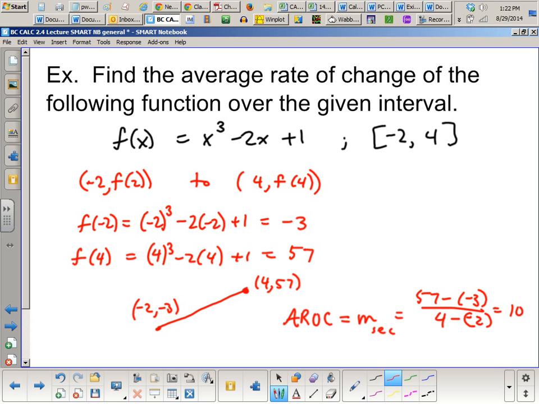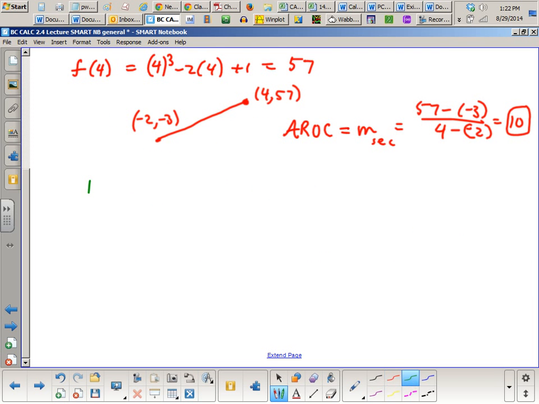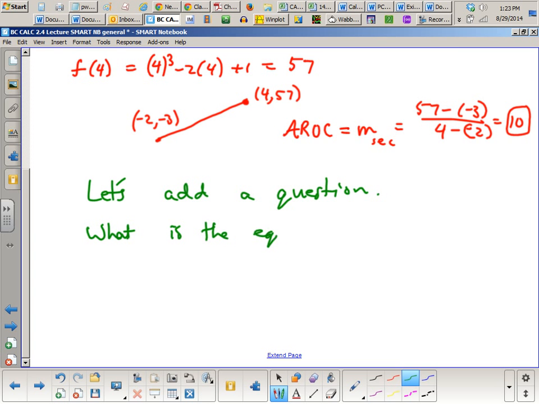All right. Just to go a step beyond that question, you could also find the equation of that line. So let's do that real quick. So this is the average rate of change. Let's add the question, what is the equation of the secant line? Because that line that I drew that connects those points doesn't just have a slope. That has its own equation, right? Okay, let's get that equation. That's not hard to do.